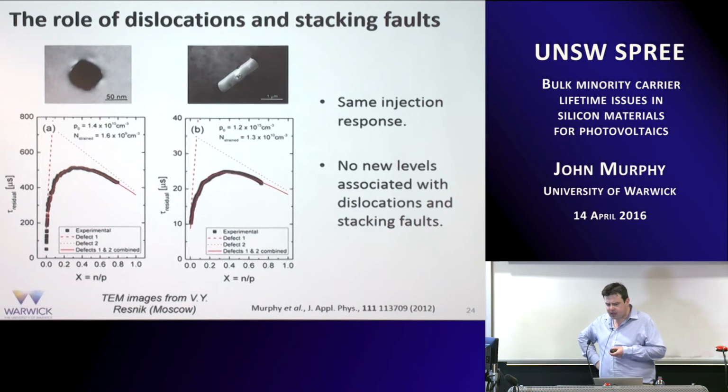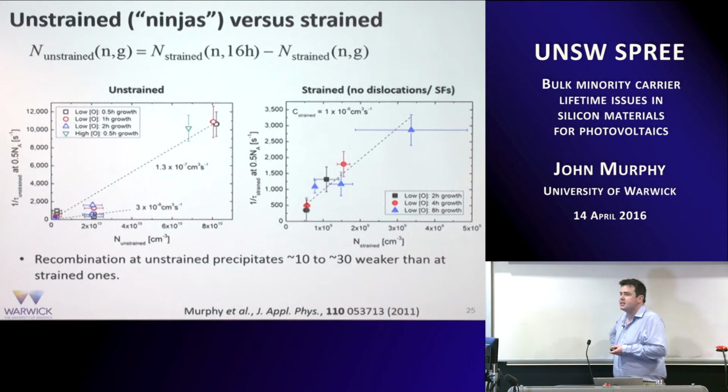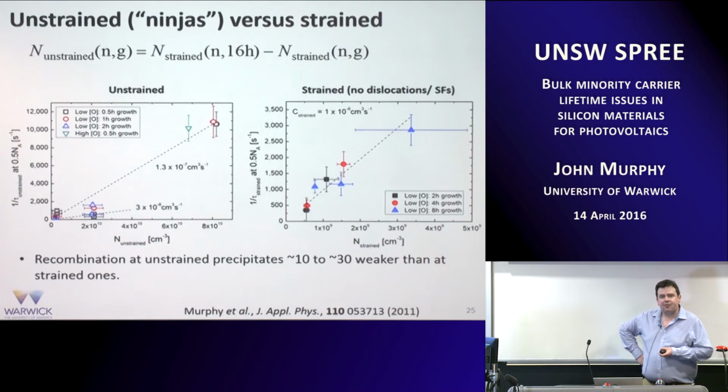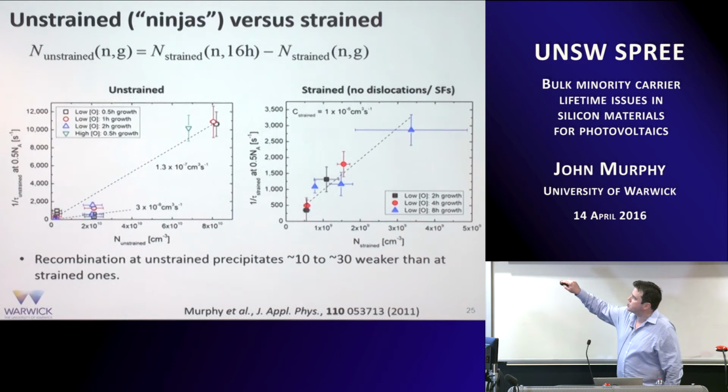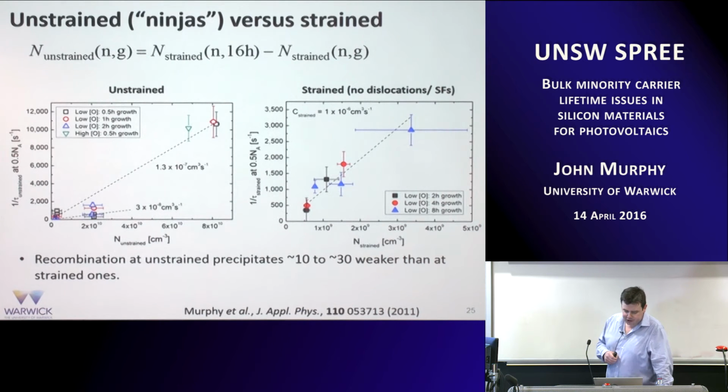We can even look at these unstrained precipitates, these so-called ninja particles, and we can infer their densities by further processing the samples later. And so if we take a sample and fully convert all its precipitates into strained ones, we can work out the unstrained concentration by measuring the strained concentration at a given time and taking that away from the final value. So we've got a way of getting the unstrained precipitate density, and we can work out the recombination parameters of the unstrained and the strained ones.